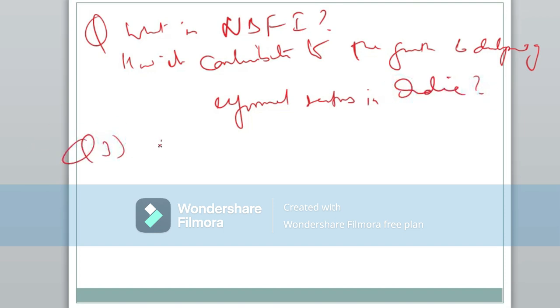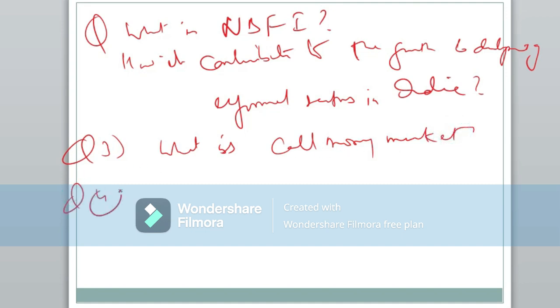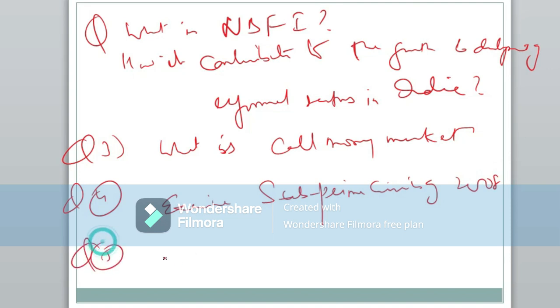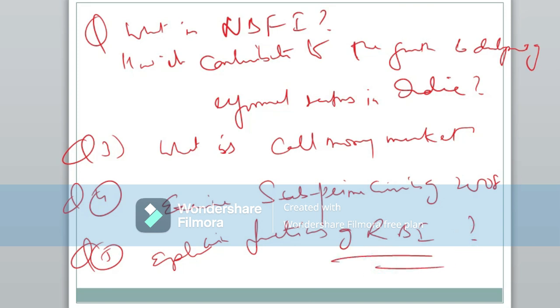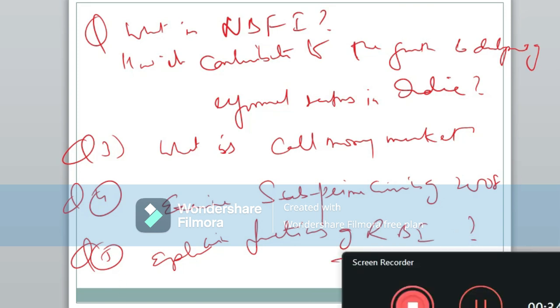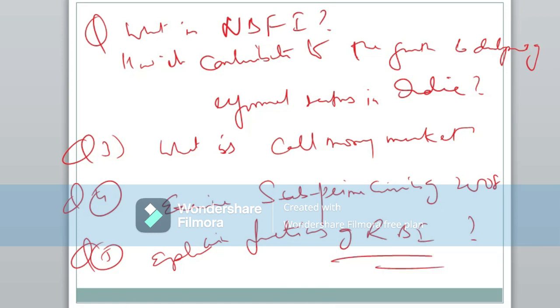And the next question can be asked: what is call money market? Then examine the subprime crisis of 2008. Then explain the functions of Reserve Bank of India. Okay. So in the answer writing series we will see how you compose answers to these questions and how beautifully you decide how you write these answers in a systematic manner. Now let us move ahead.